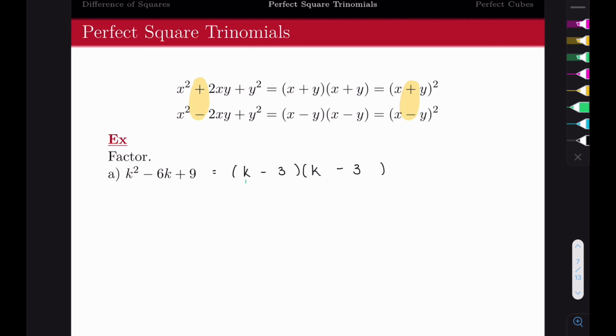If we go ahead and look at the outer term, that's negative 3k. The inner term is negative 3k. It indeed adds up to the negative 6k that we want. So that is the correct factoring, and we can simplify just how we write this as k minus 3 to the second.